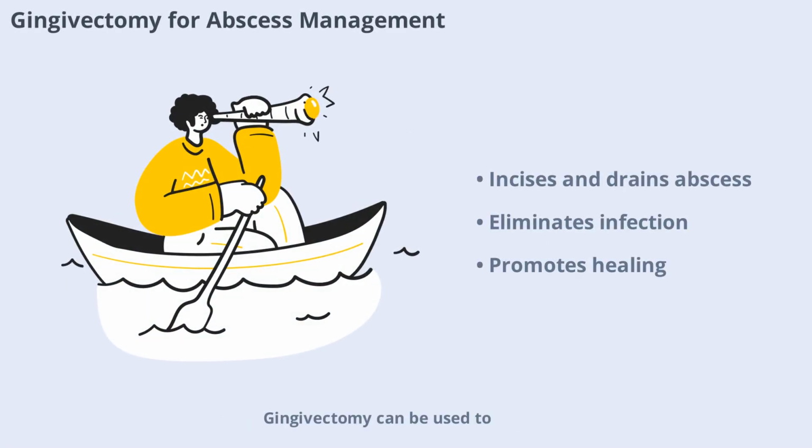Gingivectomy can be used to manage periodontal and pericoronal abscesses. By incising and draining the abscess, the procedure helps eliminate infection and promote healing. Electrosurgical techniques may be particularly useful for precise incision and hemostasis in these cases.